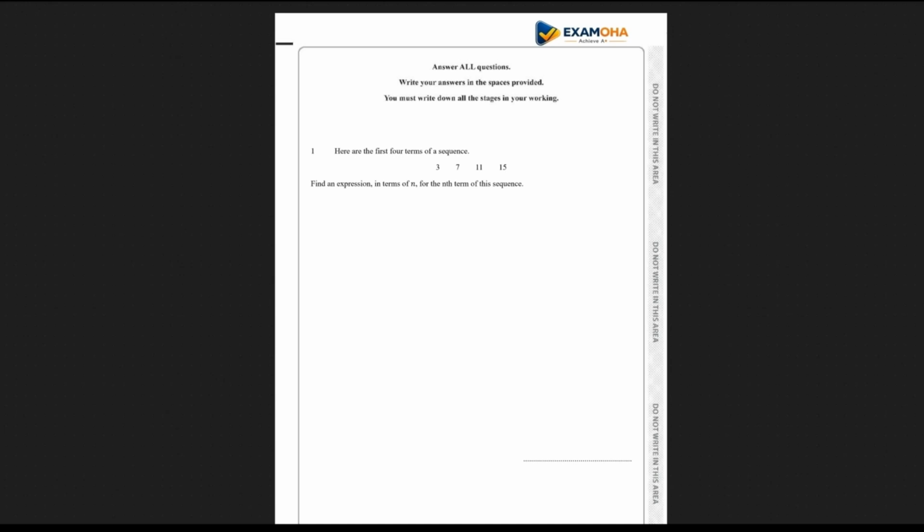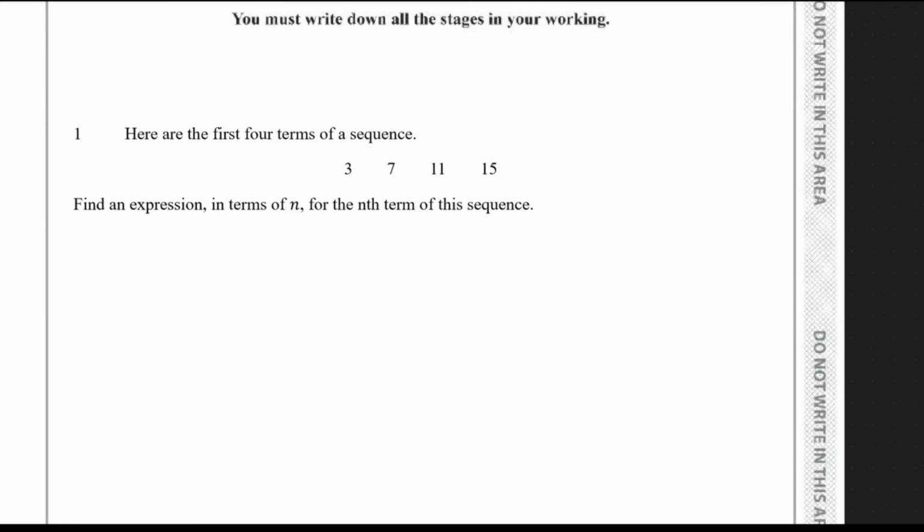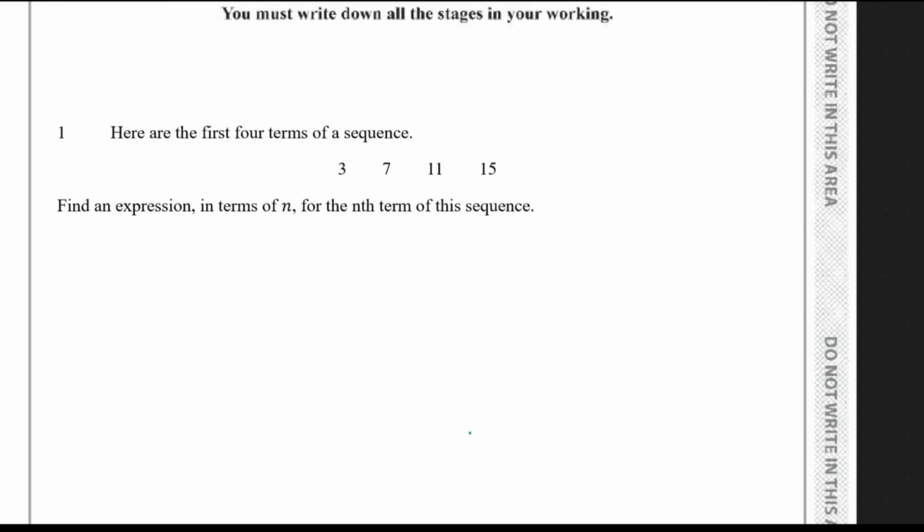This question asks, here are the first four terms of a sequence. The first one is 3, and the second one is 7, and 11, and 15, and so on. The first thing to do here is to find the difference between each term. The difference between 3 and 7 is plus 4, from 7 to 11 is plus 4 again, and from 11 to 15 is plus 4.